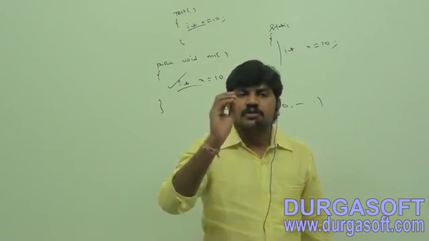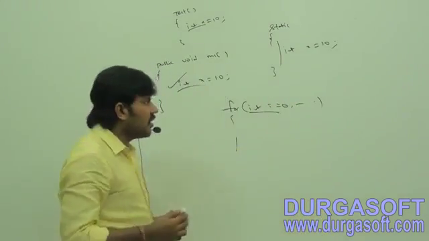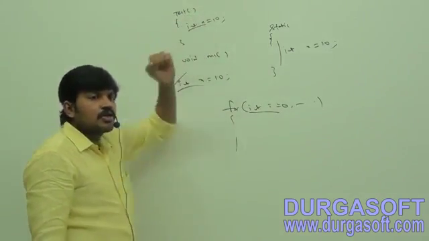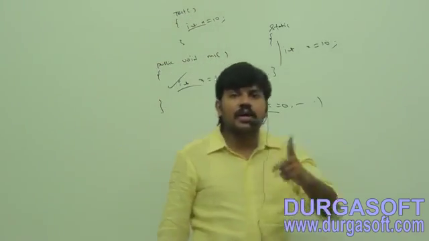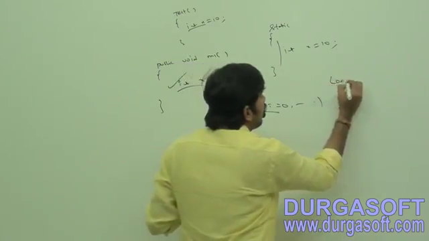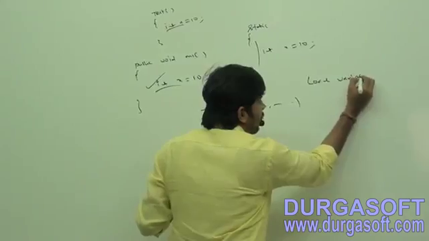Are you able to understand? So the variables which are declared inside a method, inside a block or inside a constructor to meet the temporary requirements of the programmer are called local variables.